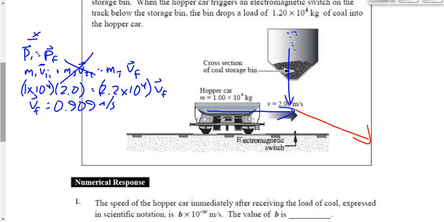Here's the way I want you to think of it though. If the coal is going downward and it hits the hopper car, it wants to push the hopper car down, right? But what does it want to push with the hopper car downward? The Earth. So don't write this down, okay? Don't write this down. Let's start doing the y component for a second. Object number 1 would have 0 momentum on the y-axis. Object number 2 would have, this is the coal.